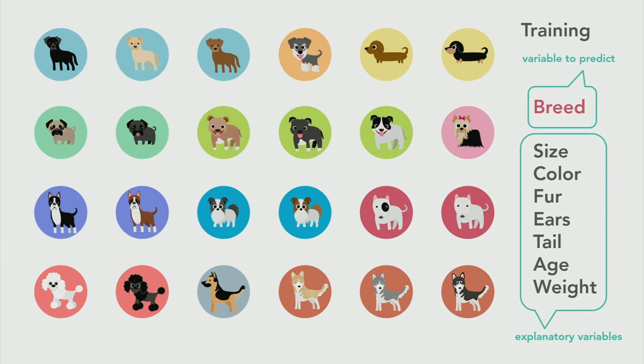In each one of these examples, I'm going to give it a dog. I'm going to give it some attributes about the dog, like the size, the color, the fur type, ear type, tail type, the age, and the weight. And then I'm also going to tell the model what breed is assigned to each one of those dogs so that the model can learn the relationship between dog breed and these different explanatory variables.